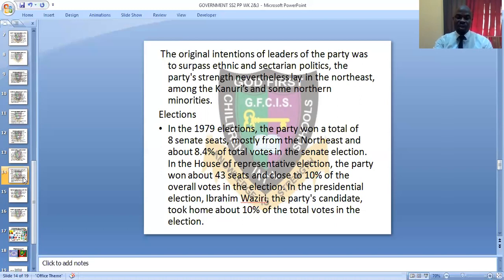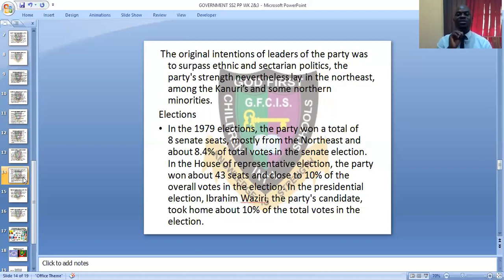Now, in the election, let's look at their statistics and how they were able to gain some power. Okay, in the 1979 elections, the party won a total of 8 seats.